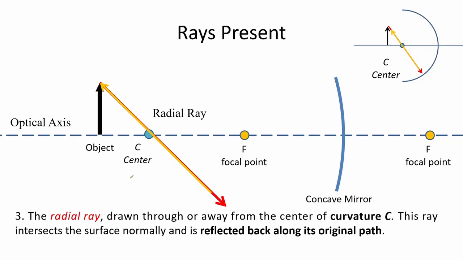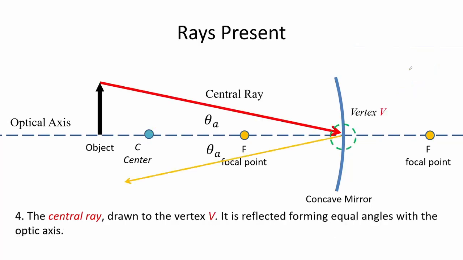Radial ray is drawn towards the center of curvature C perpendicular to the surface and it is then reflected back to its original path. Shown by the small inset at the upper right, the ray would hit first the surface of the concave mirror before it is reflected back to its original path. The central ray is drawn towards the vertex and it is reflected with an equal angle measured from the optical axis. The nature of its angles is still the same as the convex mirrors where they are equal and measured from the optical axis.